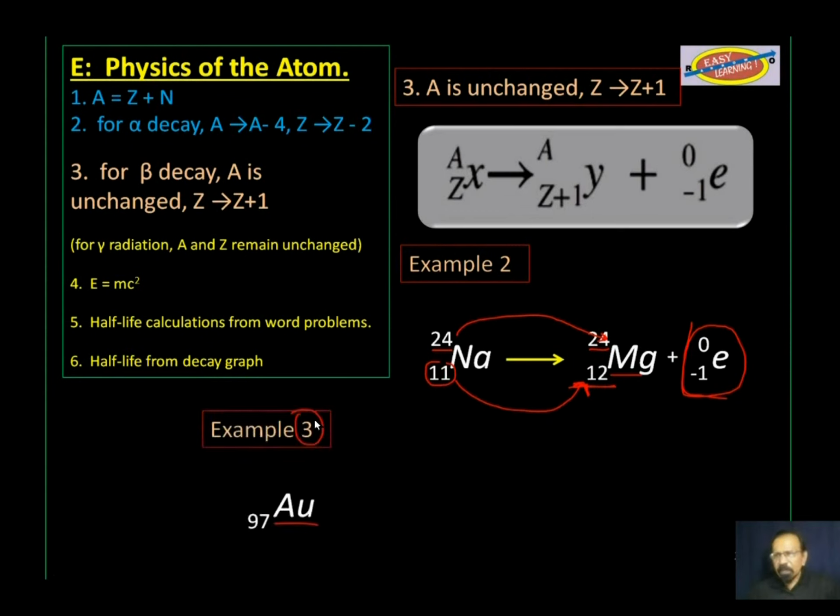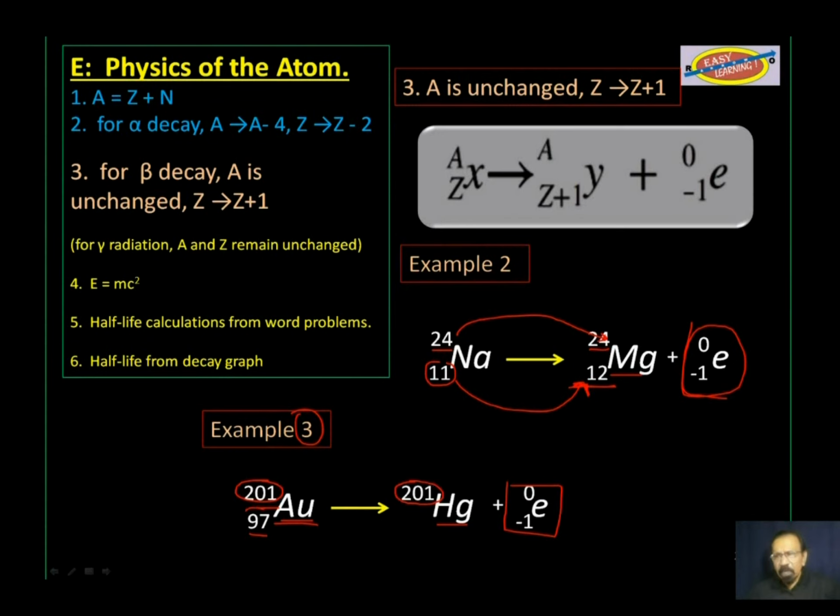Example 3, let's deal with gold, 97, 201. That is the mother element. And that gives us mercury plus the electron, our beta particle. Well, this mercury here has the same nuclear number as gold, which would be 201. It doesn't change.